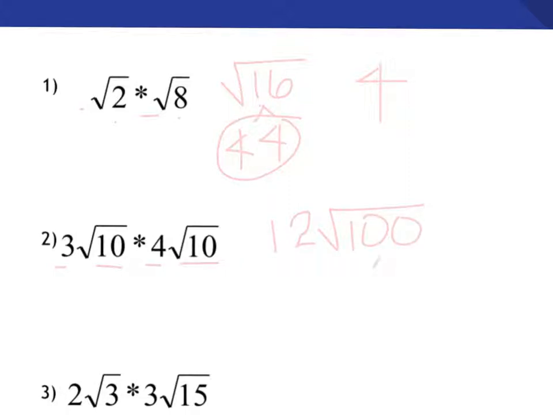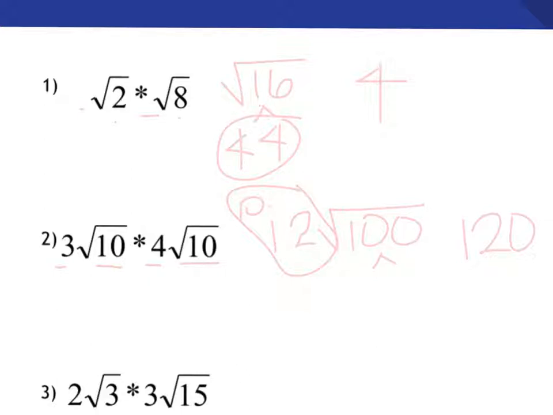And then I would simplify 100, and I like 100 because I know that it's a perfect square, and I know 10 times 10 makes 100, so therefore 10 is going to come out of the house, but I have this original 12 here, so we're going to multiply the two together to give me 10 times 12 for a final answer of 120 on that one.